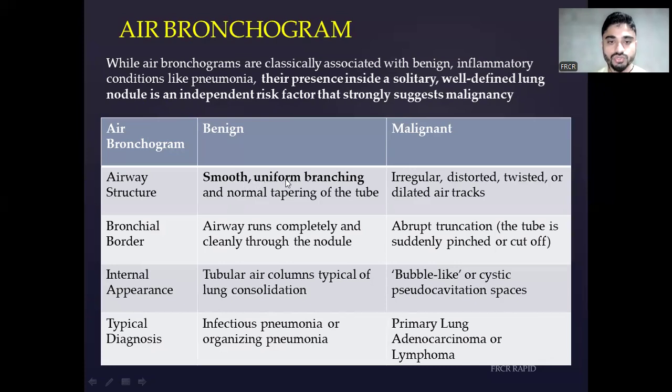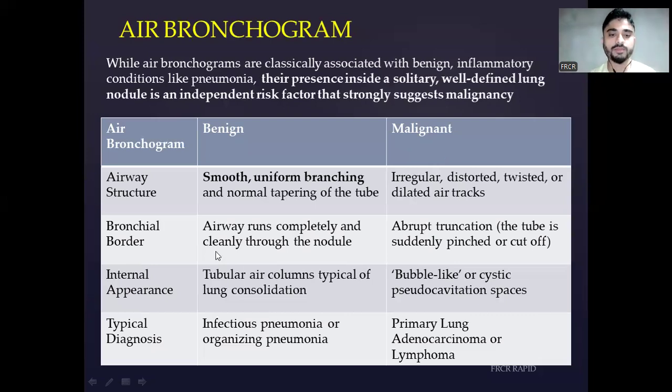If the airway structure is smooth, uniform, branching pattern is seen, and it is showing normal tapering of the airway, then you can raise a possibility of benign nature of the lung nodule. If the airway structure is irregular, distorted, twisted, and dilated air tracts, then you can raise a possibility of malignant lung nodule. What about the bronchial border? If the airway runs completely and clean throughout the lung nodule, then you can raise a possibility of benign nature. If there is abrupt truncation or obliteration of the bronchial border, the tube is suddenly pinched off or cut off, then you have to think of malignant nature of the lung nodule.